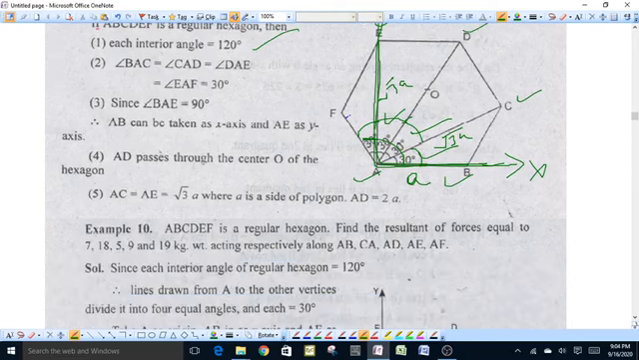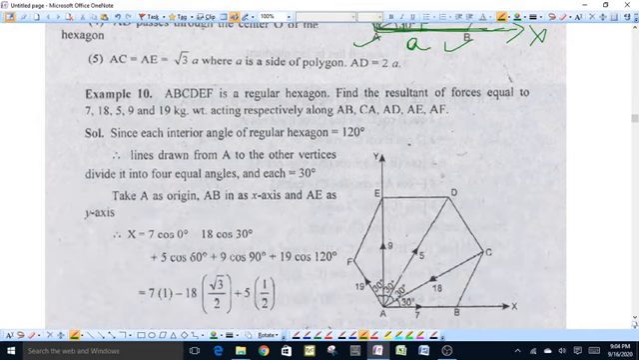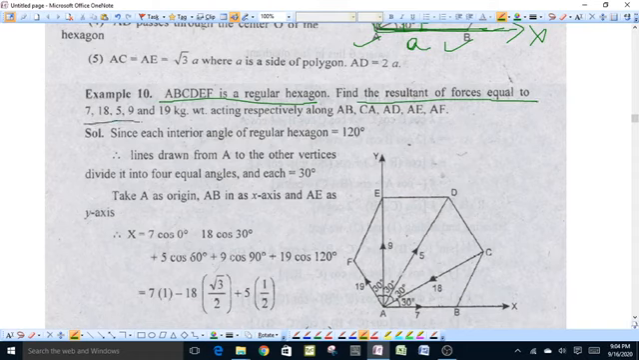Let us take some examples and find the resultant of forces that act along the sides or diagonals of the regular hexagon. Suppose ABCDEF is a regular hexagon. We have to find the resultant of forces equal to 5, 7, 18, 5, 9 and 19 kilogram weight acting along AB, CA, AD, AE and AF as shown in figure.